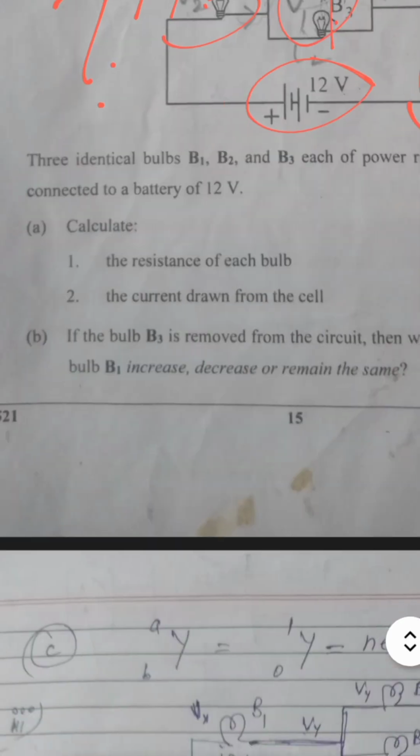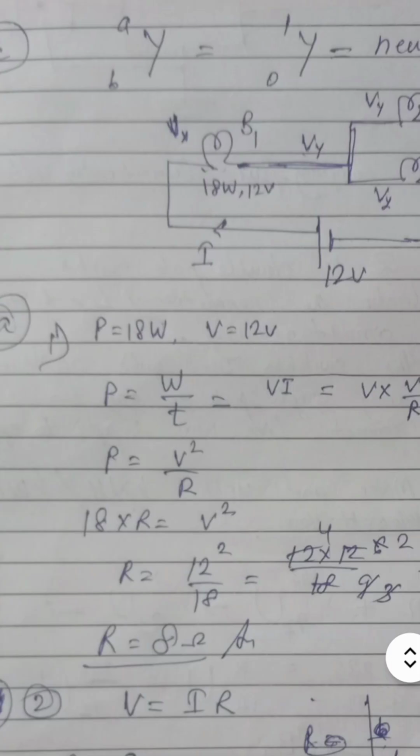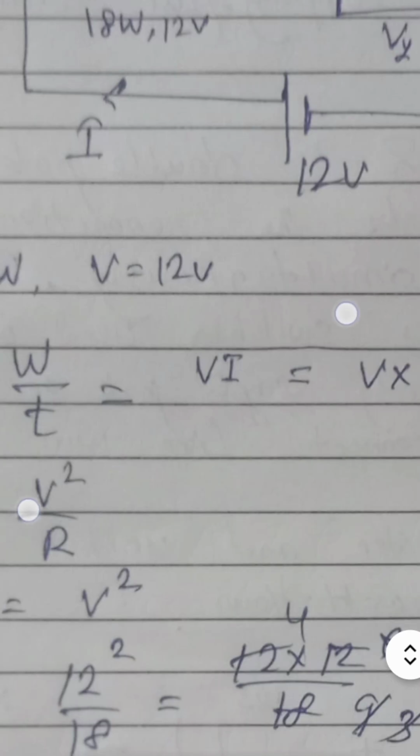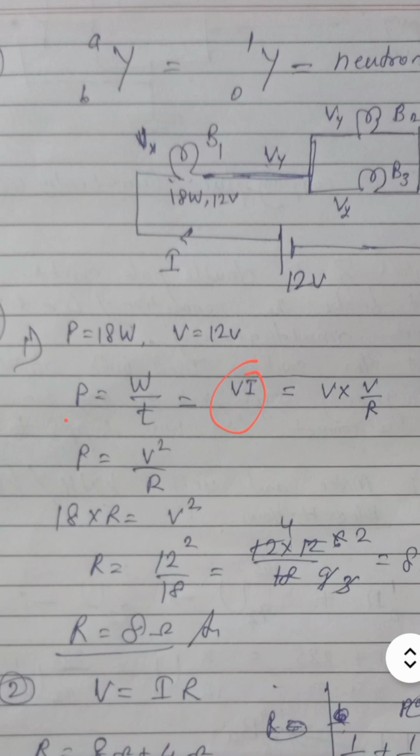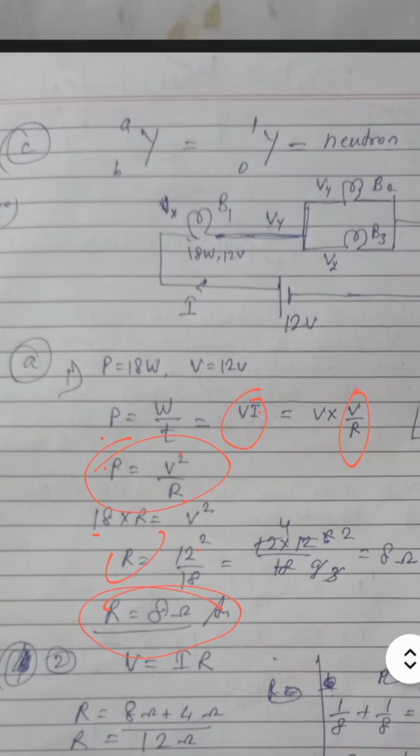We know power is equal to VI. We can find the resistance by substituting I with V by R. Power is equal to VI, and instead of I we add V by R. So power is also V square by R. Power value is 18 watt. So I have to calculate R. V is already given, 12 volt supply. So R I got 8 ohms. Resistance of each bulb is 8 ohms.